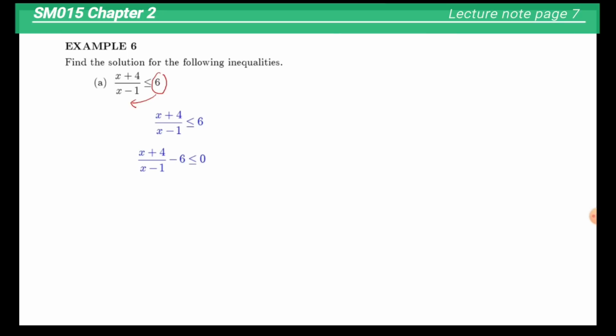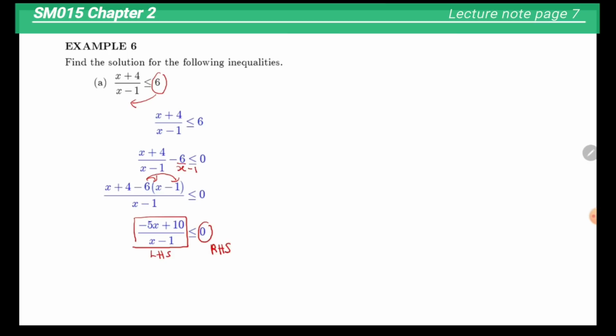So we have here (x plus 4) over (x minus 1) minus 6 less than or equal to 0. To get a single expression, we need to make the denominators the same by multiplying 6 by (x minus 1) over (x minus 1). So we have it like this. And then, after we simplify the expression, we end up with (negative 5x plus 10) over (x minus 1) less than or equal to 0. From this, we can see that we now have a single rational expression on our left side and 0 on our right-hand side. So we may now proceed by using the table of sign to solve the inequality.